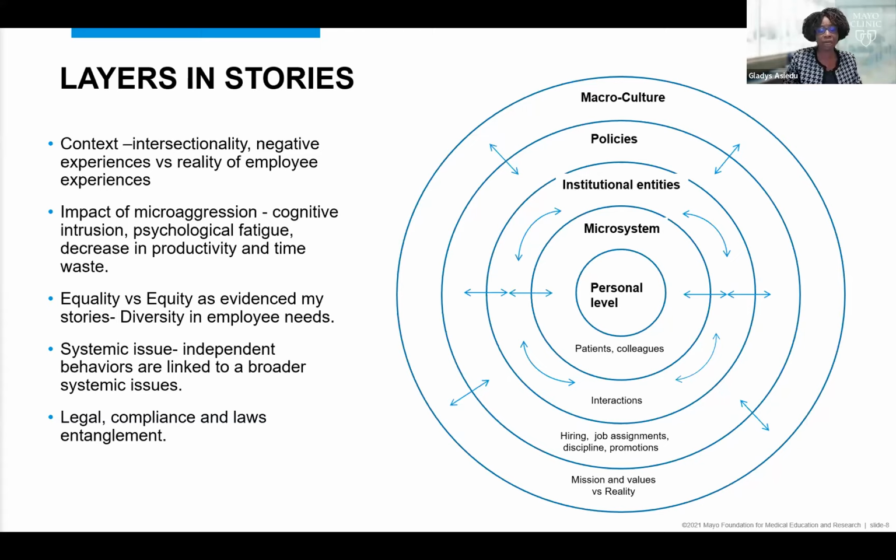If we look at these stories, the context, the intersectionality, my experiences as a woman, as a Black woman, as an immigrant, as someone who does not speak English the way other Americans speak. There are different things that will be going on in my head, however I experience these negative experiences. But the reality is these experiences are labeled as negative experience versus the reality of our experience. It is the reality of our experience, but they are labeled.